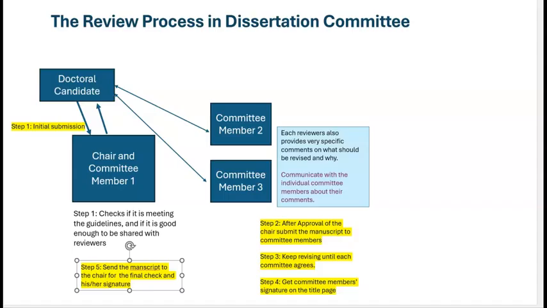But anyways, doctoral candidates are expected to revise their manuscripts until they get approval from every single committee member, incorporating their comments. Once each committee member approves the candidate's draft, each of them will sign on the title page of the benchmark paper or dissertation, and they will send that to the chair. And the chair will submit the final version of the paper, with the title page that incorporates all committee members' signatures, to the program office.